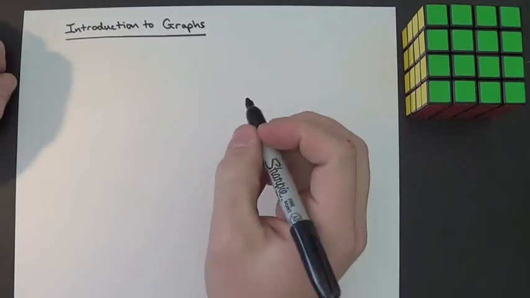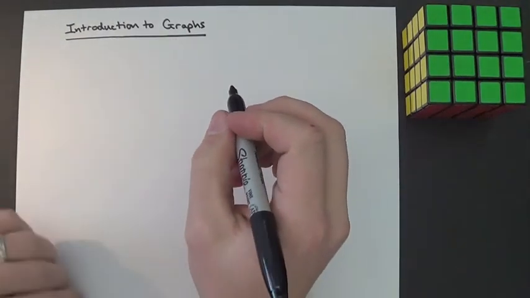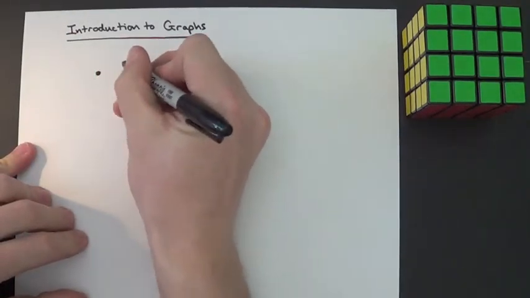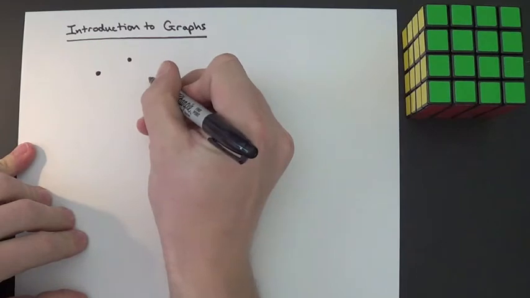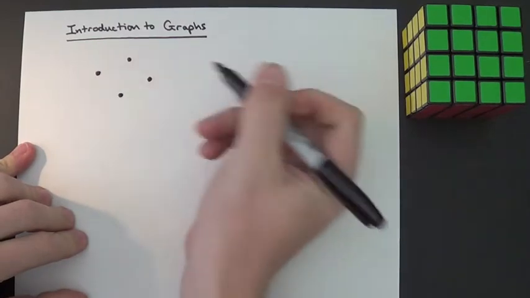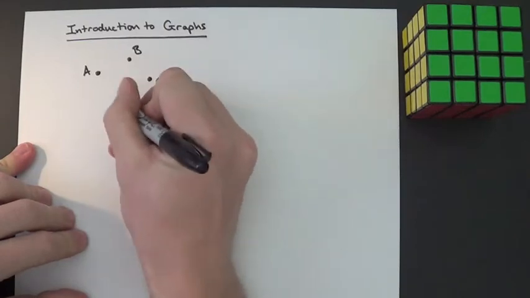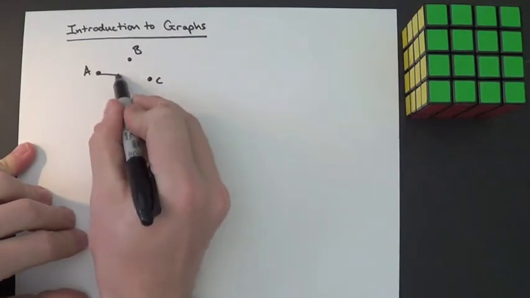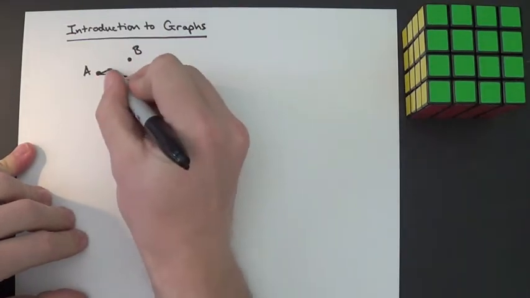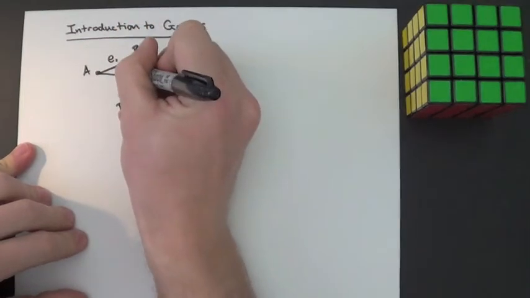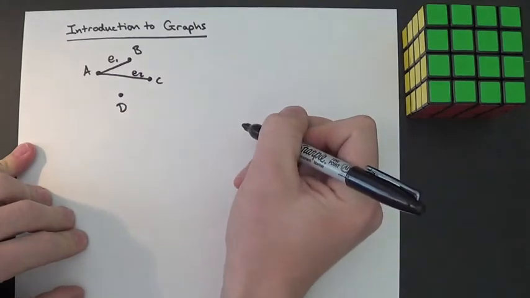An introduction to graphs. Graphs can be expressed in two ways, either pictorially, as a bunch of dots, which we can name A, B, C, and D. These dots don't have to be connected by lines, edges, which I'll name E1 and E2.